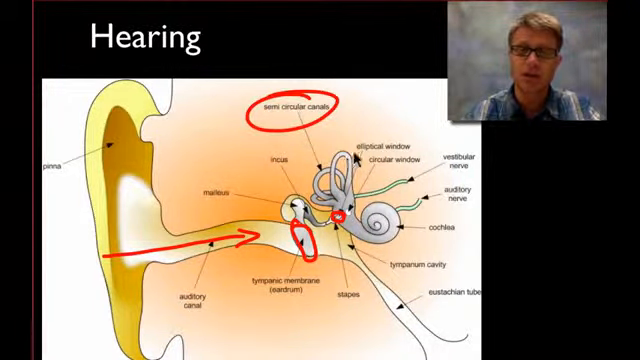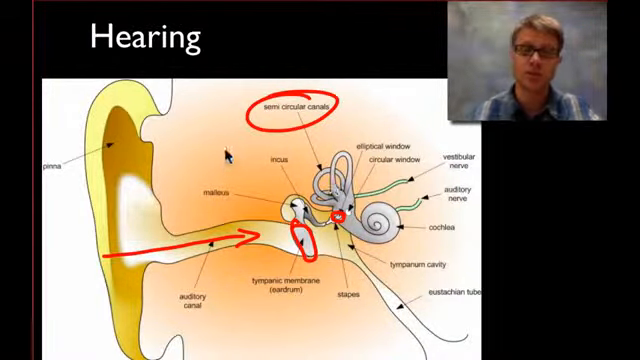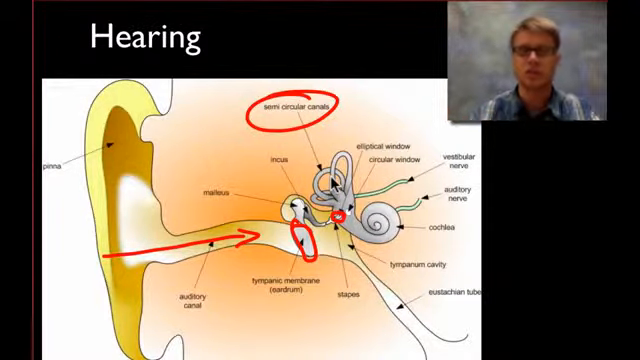On top of that, we have these semicircular canals. Those are actually going to give you a sense of balance. There's fluid inside here, and they've got 3 different dimensions. And so basically you can sense movement through 3-dimensional space.